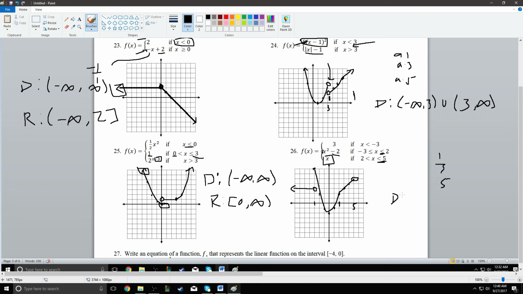So domain is from negative infinity. That's your left part. Even though there's an open circle here, right above it there's a closed circle, so it's okay. The rightmost part right here is at 5, and because it's an open circle, it's parentheses. For range, your lowest point is down here at negative 2. Tallest point is up here, and that's at 1, 2, 3, 4, 5, 6, 7. So that one's done.